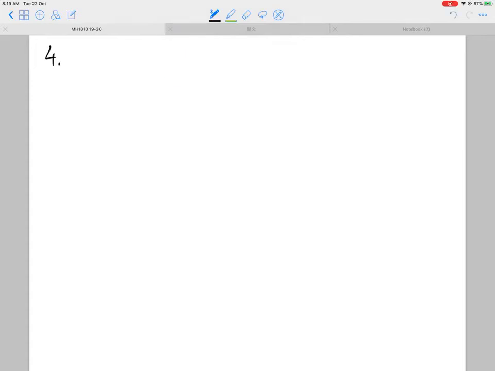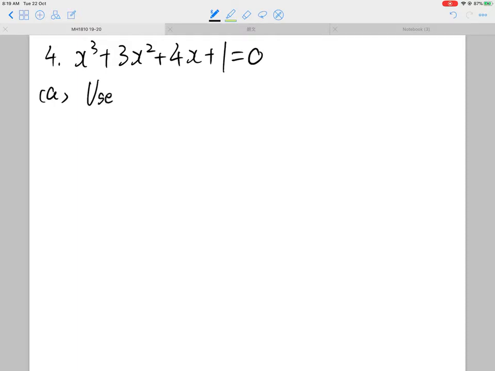Problem 4. The function f(x) is a polynomial, f(x) equals 0. Alright, first, use the intermediate value theorem to show that there is at least one root. Okay, there is at least one root.